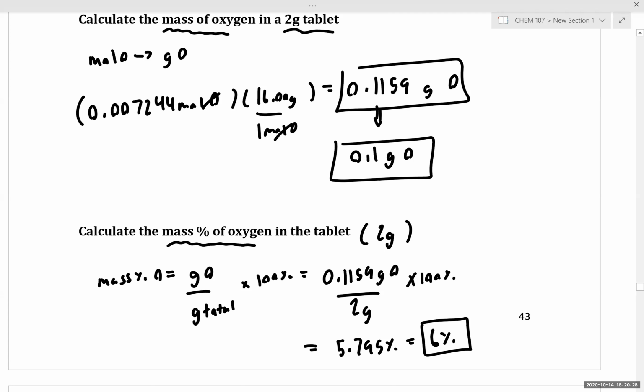So a typical aspirin tablet, assuming acetylsalicylic acid is the only source of oxygen, has roughly 6% oxygen by mass from the acetylsalicylic acid. Does this example make sense? Does this make sense to everyone? Any questions on this example?